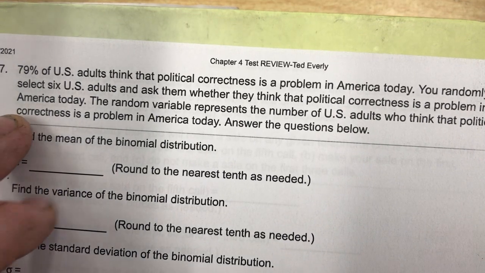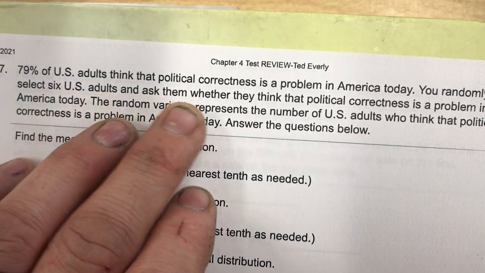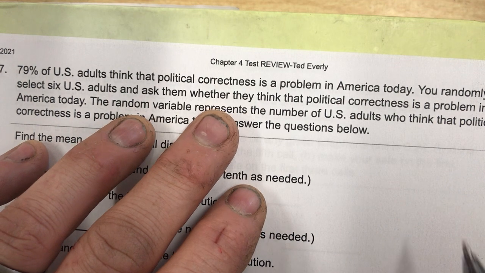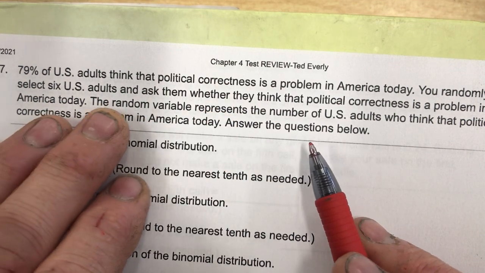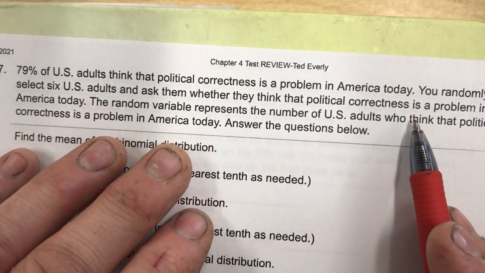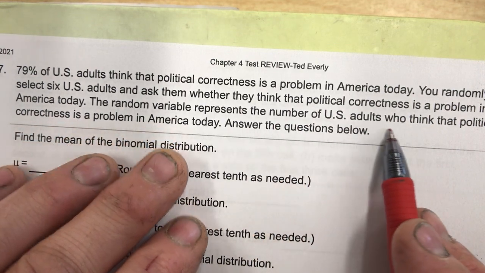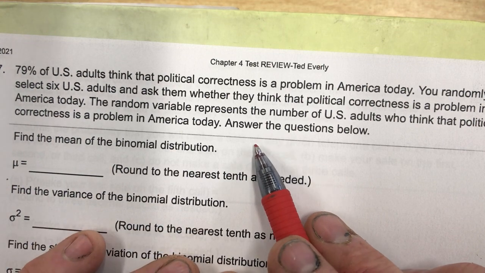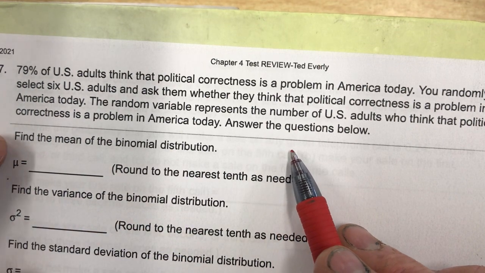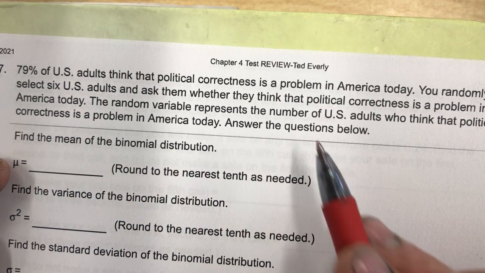All right, 79% of U.S. adults think that political correctness is a problem in America today. You randomly select 6 U.S. adults and ask them whether they think political correctness is a problem in America today. The random variable represents the number of U.S. adults who think that political correctness is a problem. Answer questions below. Find the mean of the binomial distribution.